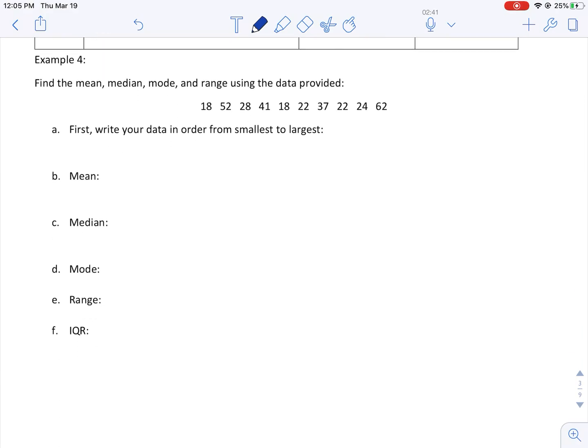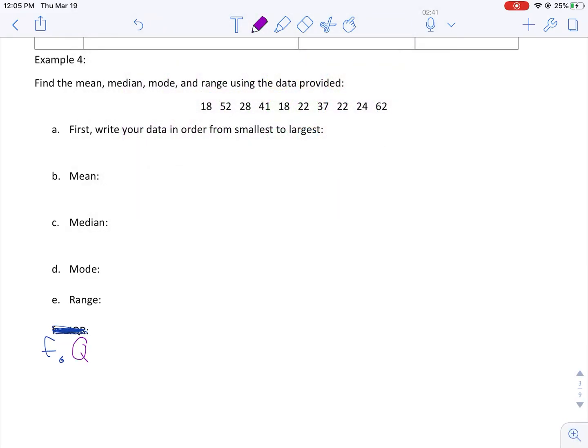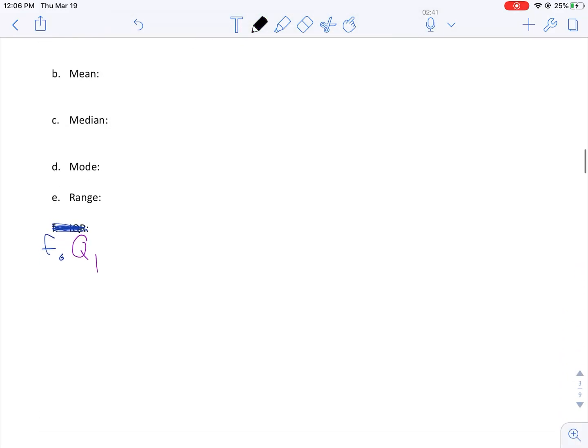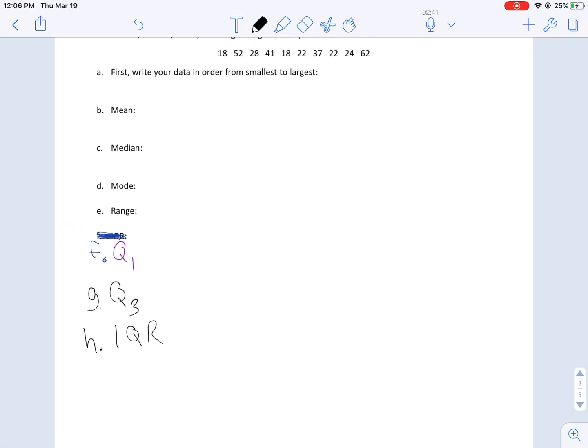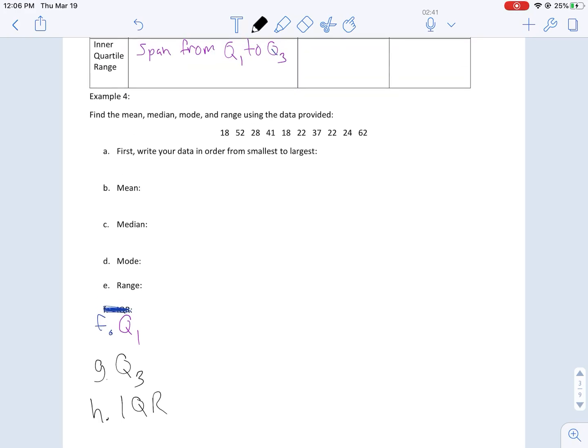So instead of having F as IQR, what I'm going to have is F as our Q1 data. So F is going to be Q1. G is going to be Q3. And then H will now be our IQR. I can't find the IQR without F and G. Okay, so first things first, we are going to do the exact same thing.